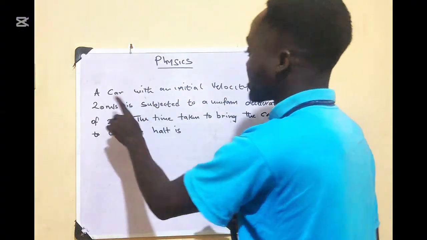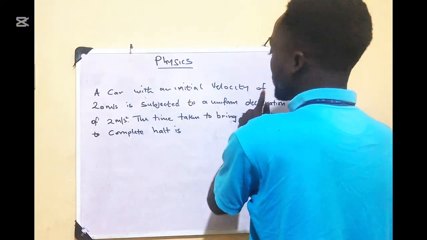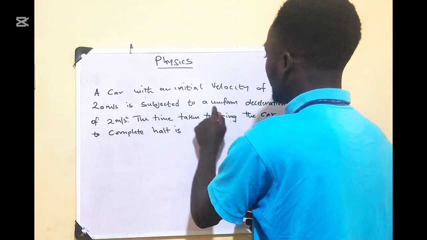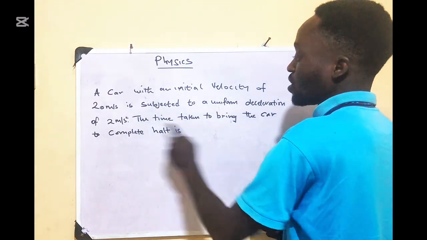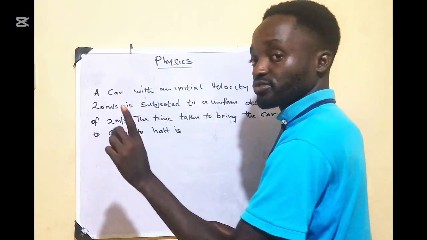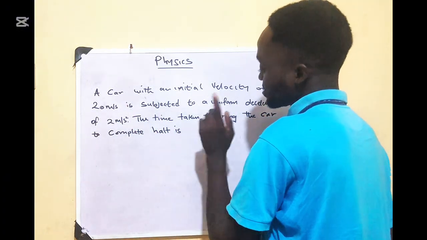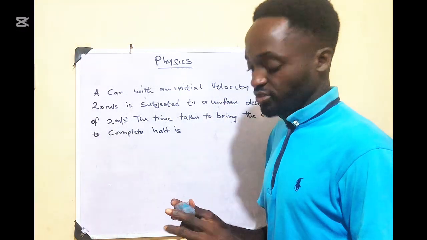Now the question says that a car with an initial velocity of 20 meters per second is subjected to a uniform deceleration of 2 meters per second square. The time taken to bring the car to a complete halt is... Now, let's illustrate what this question is trying to say.